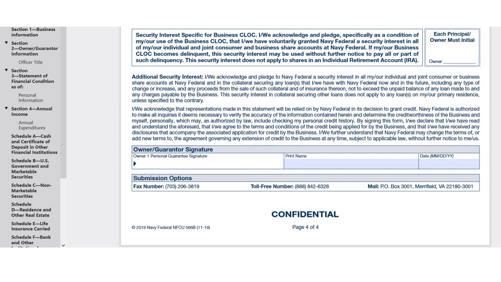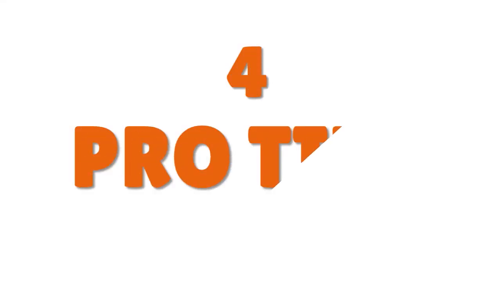And one thing I want to say clearly here is that once you do this, you need to actually sign as the owner or guarantor. You need to sign that. You have to print your name and put the dates. And now let me give you a few pro tips. So that's it for the application. That's it. And you can upload it, you can deposit it, you can drop it at a branch, and that's it. Let me give you a few pro tips.